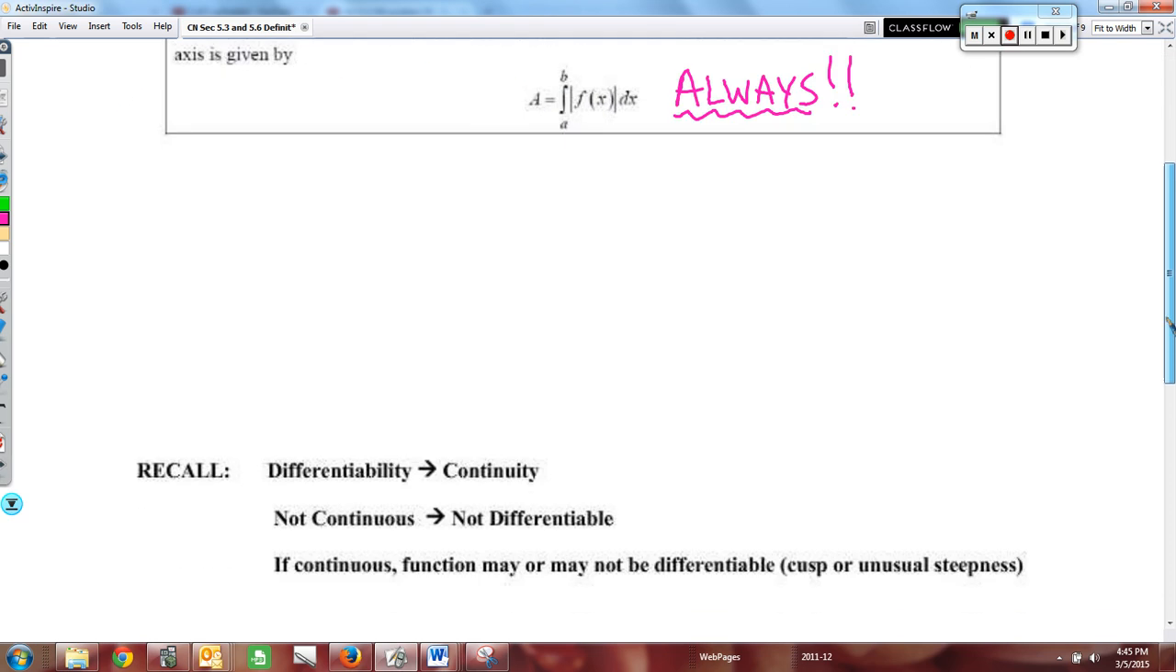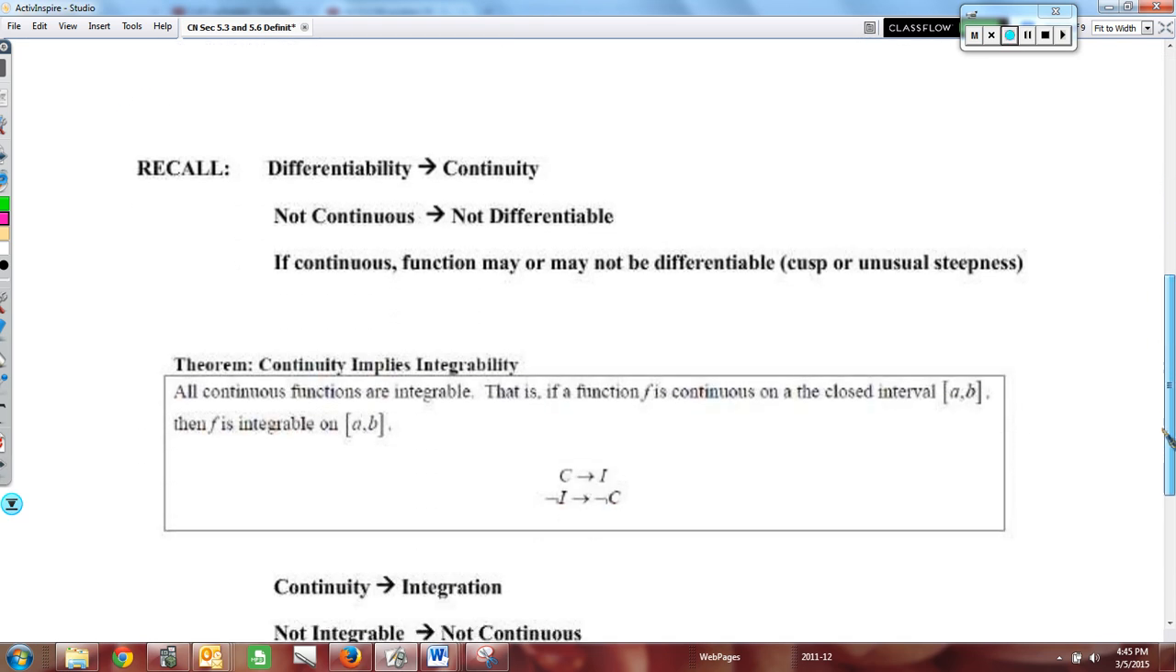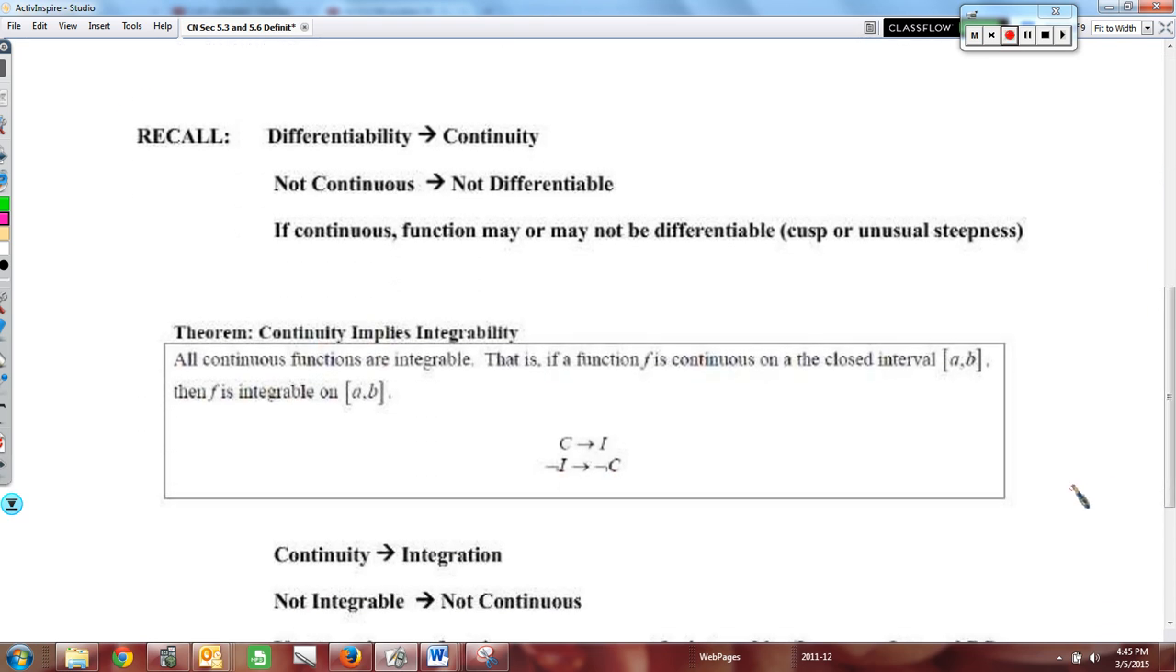Okay? Now, one last thing before we leave this set of notes and start getting into some examples, let's remind ourselves that now that we have this idea of working backwards, working backwards means that we're trying to find the antiderivative.